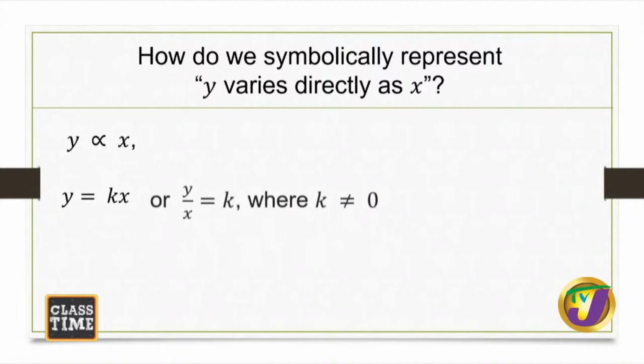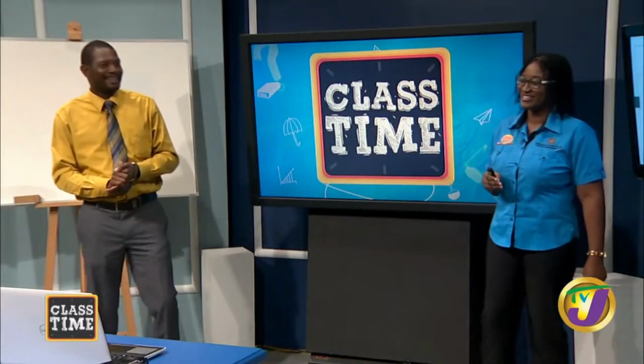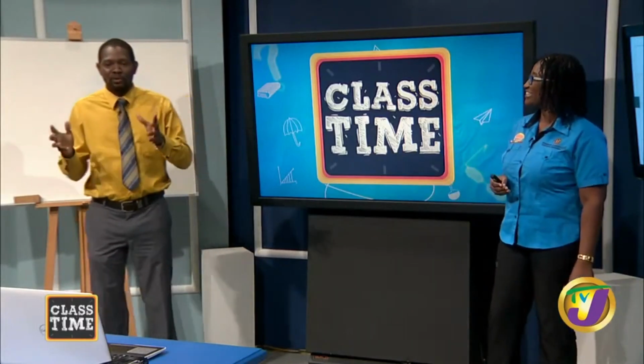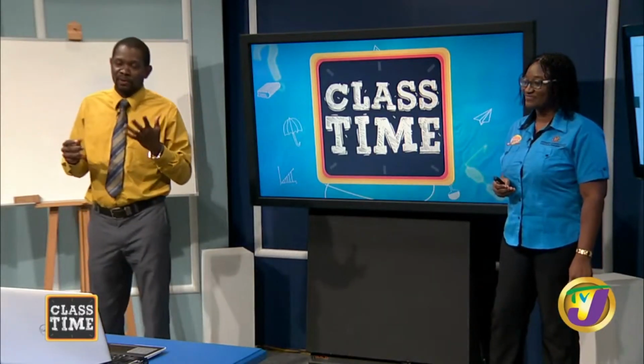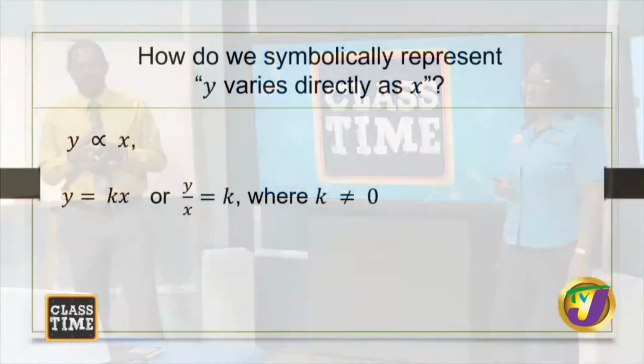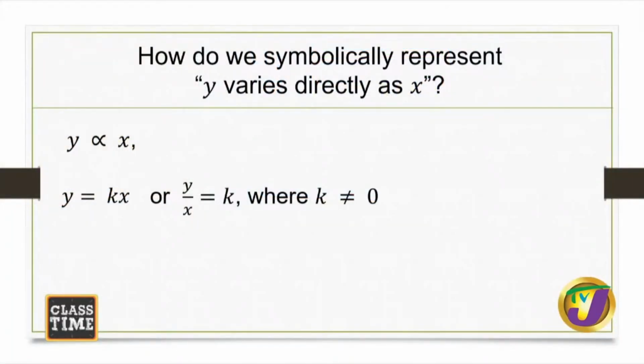All right, Karima? No, I want to bring out something just before you jump in, Richard. Lovely. This is where you were going? Yes. Oh my, you read my mind. Go ahead. We want students to know that k is not equal to 0, and k cannot be equal to 0 when you're dividing. So when you have y being divided by x, and it's equal to k, k cannot be equal to 0.